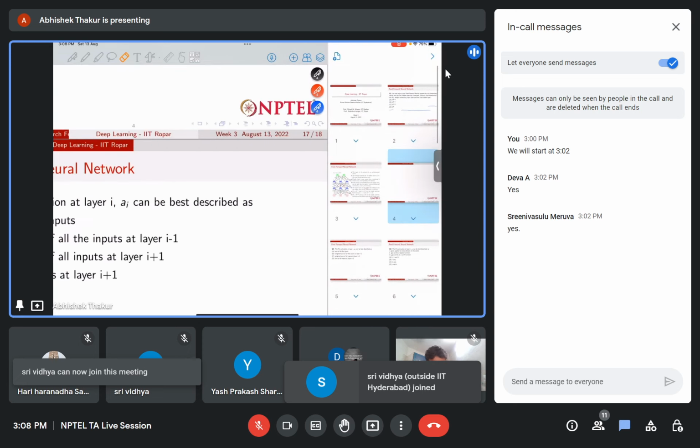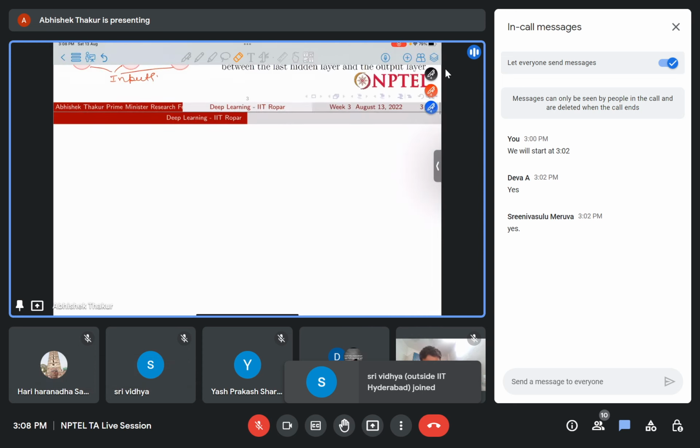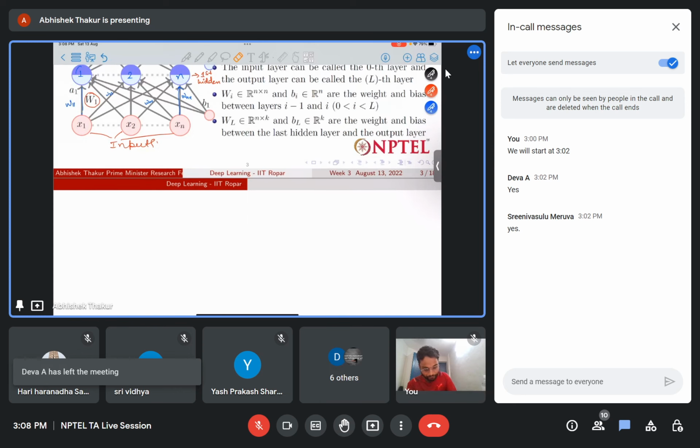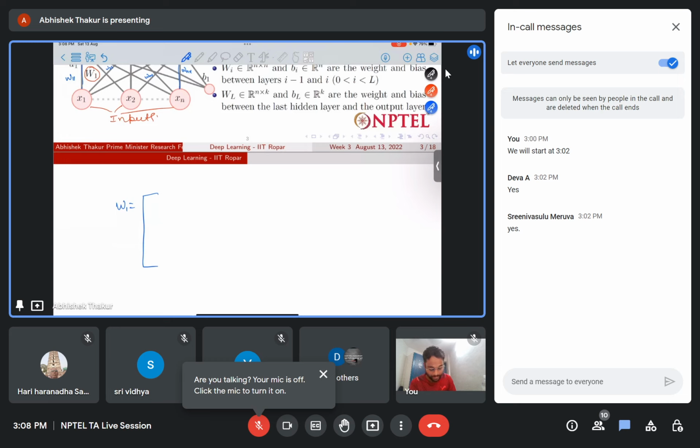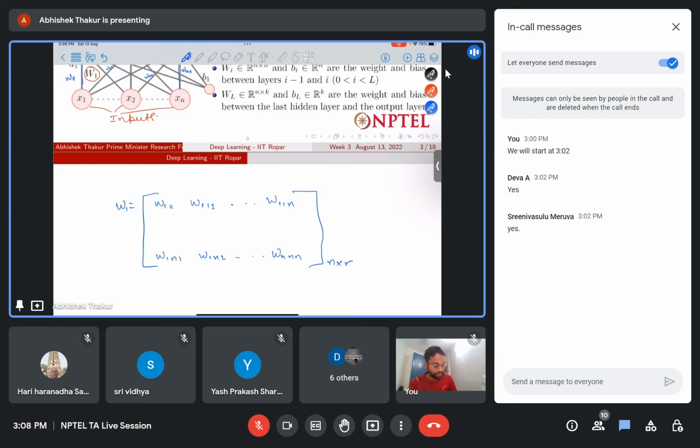So we can write here our W1, the weights connecting the input to the first hidden layer, as W1 11, W1 12, up to W1 1n, and here W1 n1, W1 n2, up to W1 nn. So the dimension of W1 is n cross n.